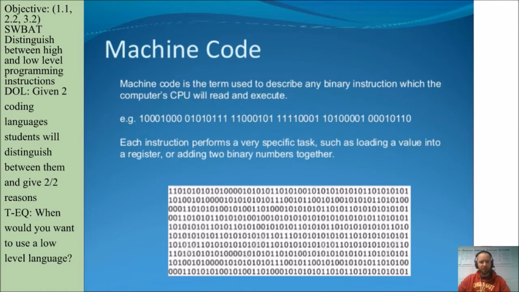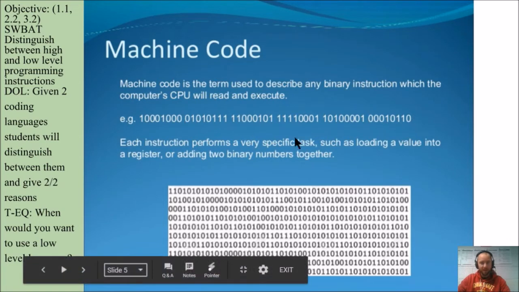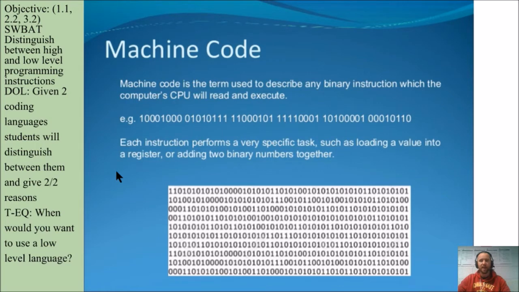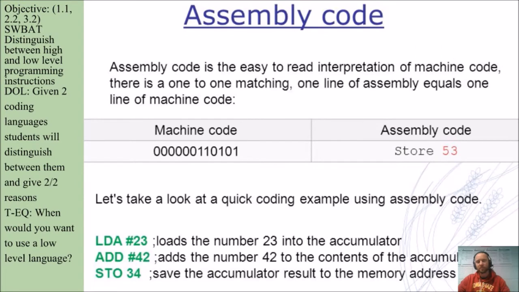So here's a look at the machine code. This term is used to describe any binary instruction which a computer's CPU will read and execute. For example, there's all the ones and zeros in a row. Each instruction performs a very specific task, such as loading a value into a register or adding two binary numbers together. Remember, computers are just very simple machines that can do simple things like add. Assembly code is the easy-to-read interpretation of machine code. All right? There is a one-to-one matching. One line of assembly equals one line of machine code.